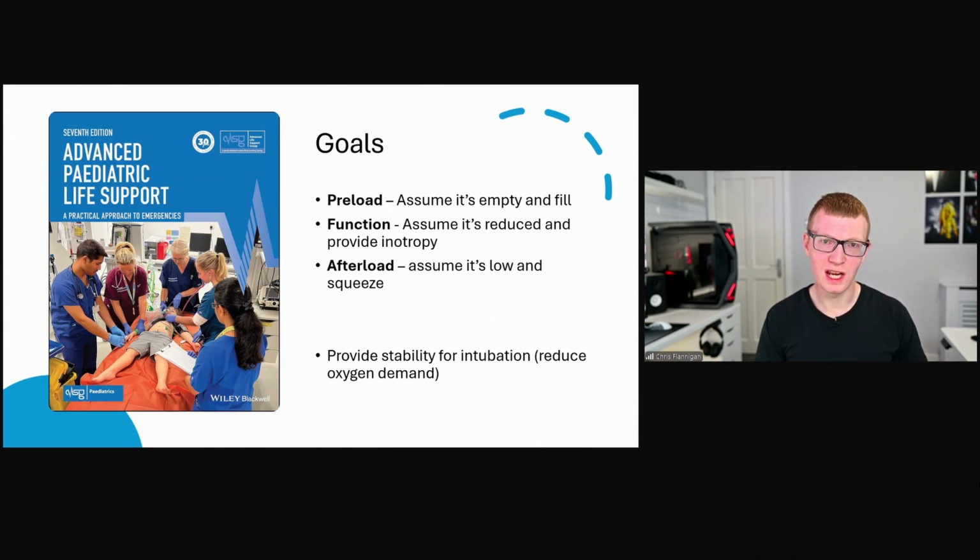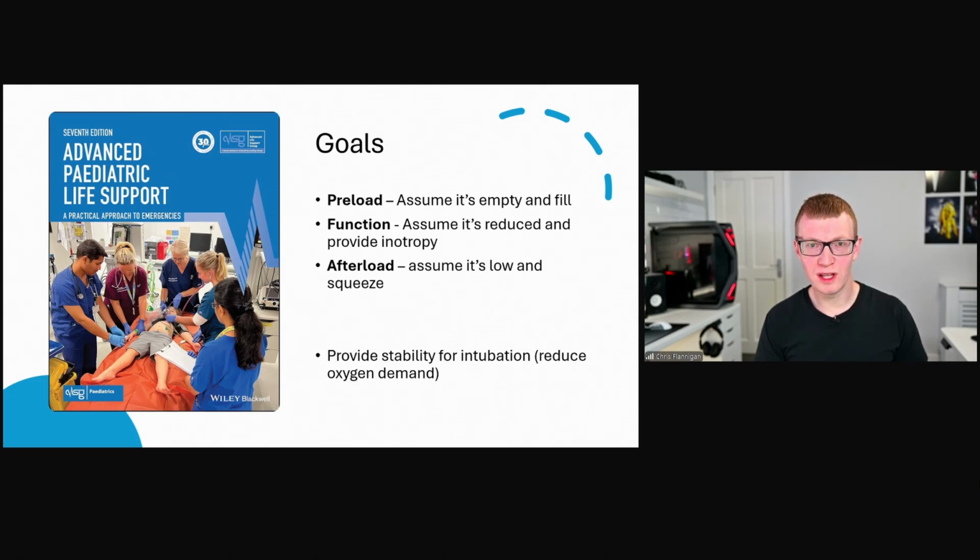In terms of the function, yes, it would be great to pop the echo probe on, and some of us may do that initially if we are there and we do have the skills to do that, but you don't need to. What you're going to do is assume this child has some myocardial dysfunction, and the vasoactive drugs that you're going to use are going to have to support the heart. In terms of afterload, again, you're going to go with the most common thing here, and that is to assume that you are going to have to squeeze the afterload a little bit and pick a drug and fluids that do all of that.